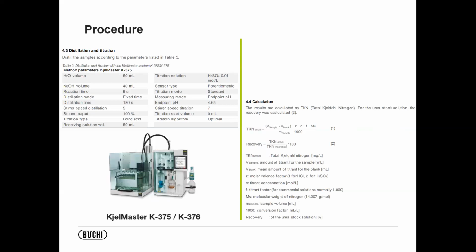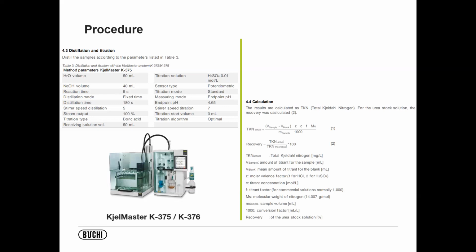So just like the digestion, here's a little bit deeper into the distillation. You can see the exact parameters that were used in this particular case, titrating with boric acid as a standard. I will note that we are actually using a potentiometric sensor. So we're using a pH probe, and that's just because we're all familiar with pH probes. Most labs typically always have one.